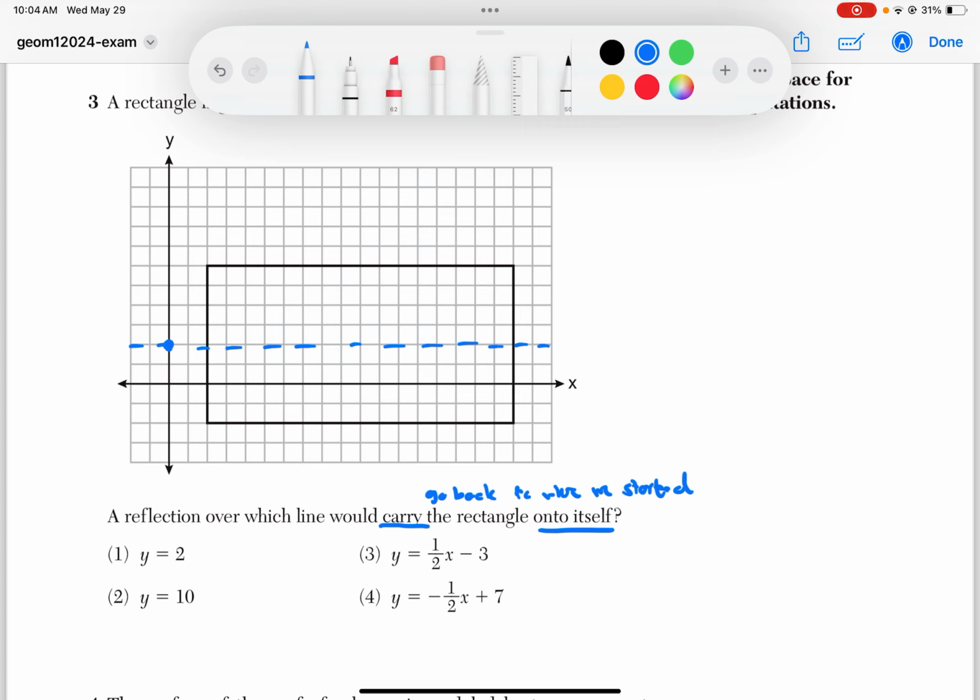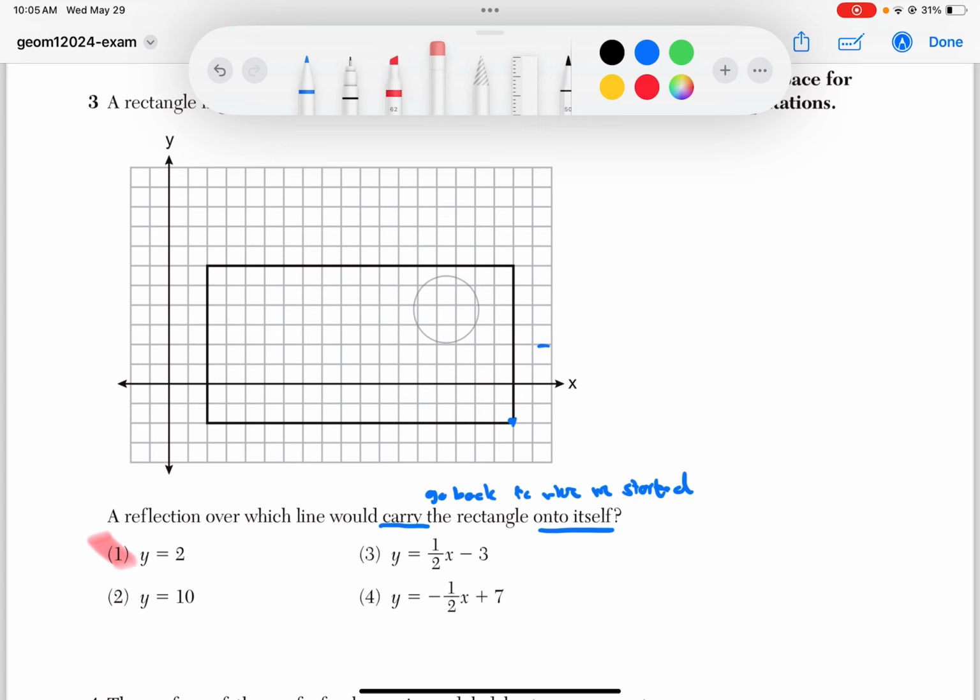If you forgot which makes a vertical or horizontal line, you could just graph y equals 2 and check, but ideally that's just something that you know. And if you look, this cuts the rectangle perfectly in half. If I were to reflect this, this point would move over there and that point would move over here. Same thing here or here. All these would trade spots and I would be left with the exact same rectangle. So it's got to be number 1.